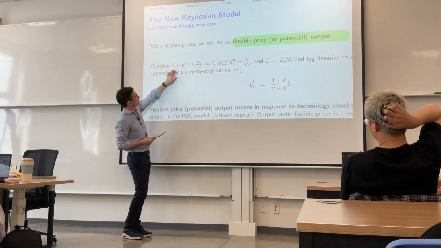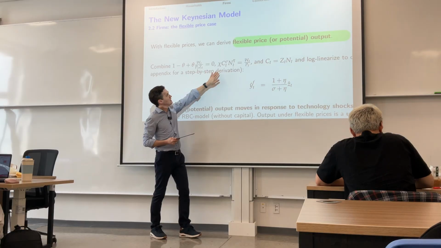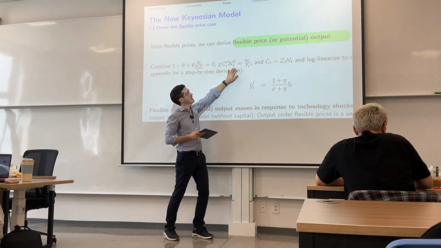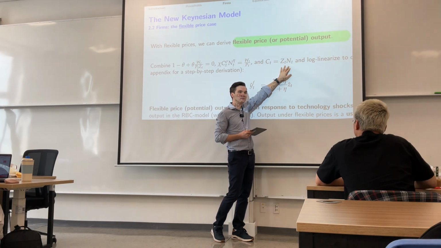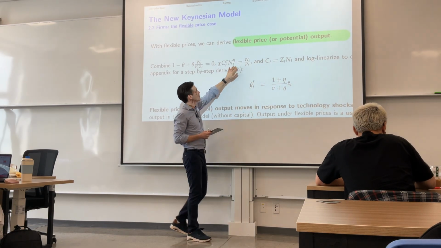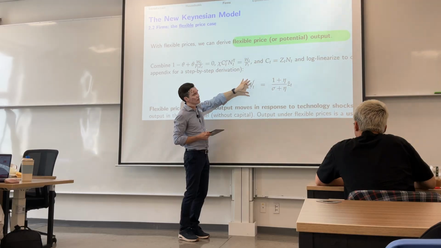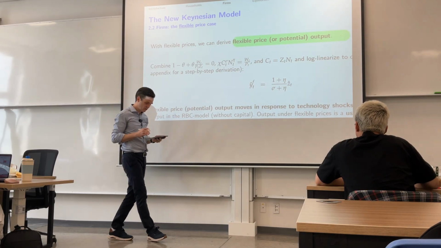And what we need for that is three little equations. We need the optimal price setting equation. We need the labor supply equation from the households. And we need the aggregate production. And when you combine those three equations, you're going to get this equation down here. Let me tell you how you do this.